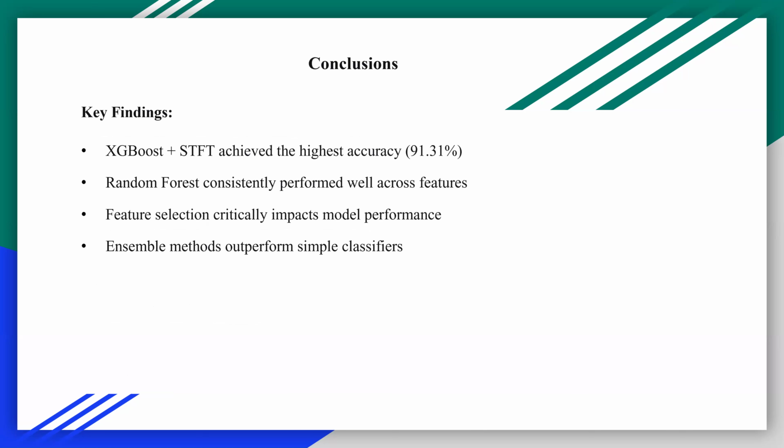Key finding: XGBoost plus STFT features achieved the highest accuracy, and random forest consistently performed well across features. Feature selection critically impacts model performance. Ensemble methods outperform simple classifiers.